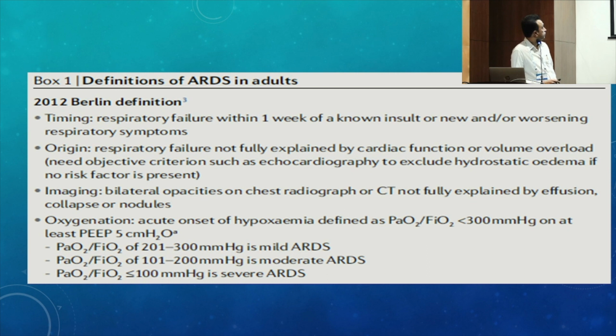So this is the Berlin definition. The timing is approximately up to 1 week of a known insult or new or worsening respiratory distress. The origin is respiratory failure, which cannot be fully explained by cardiac failure or fluid overload. Imaging shows bilateral opacities on a chest radiograph, which are not completely explained by effusion, collapse, or nodules. Based on oxygenation with a PEEP of more than or equal to 5 centimeters of water, they classify them into mild, moderate, and severe: PF ratio 200 to 300, 100 to 200, and less than 100 as severe ARDS.